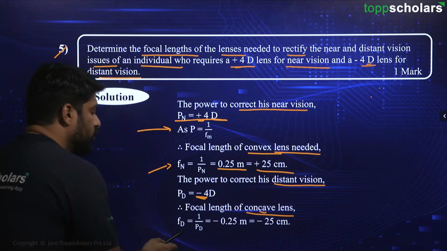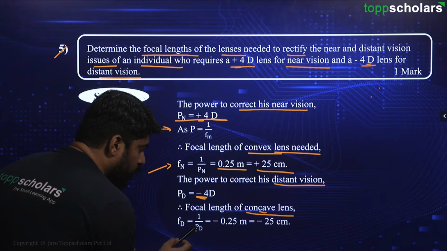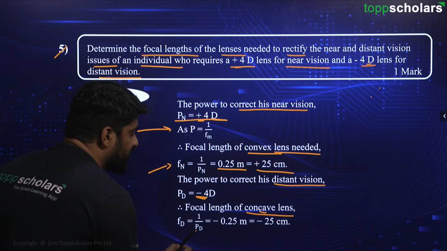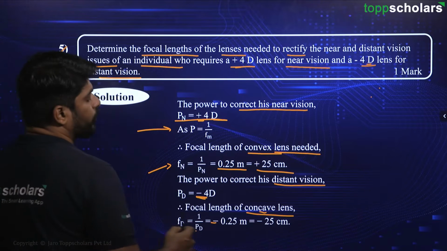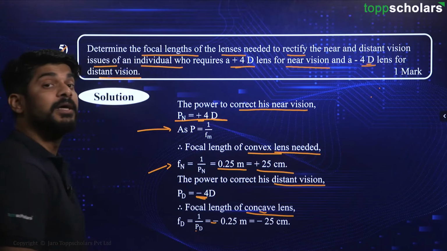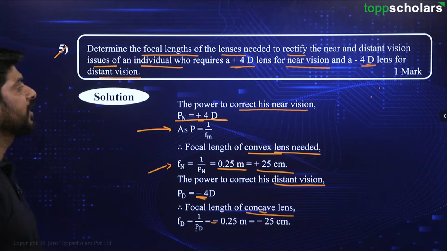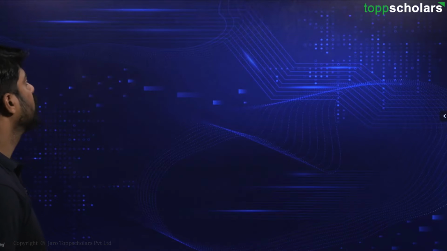Again, we can put the values. Power is 4, 1 upon 4 is 0.25. Since it is minus, it is minus 25 centimeters. So this is the correct answer to this question. Moving on to the next.